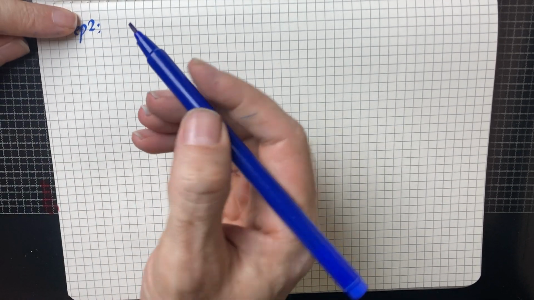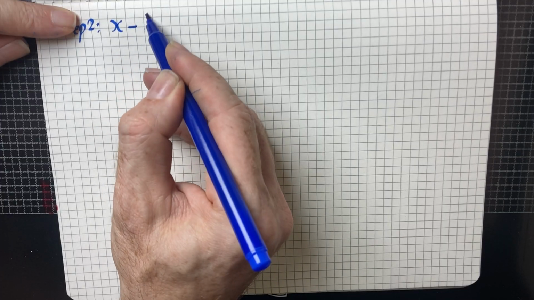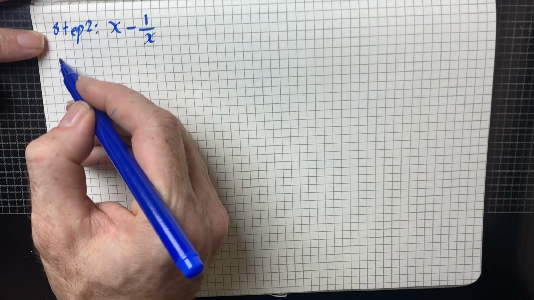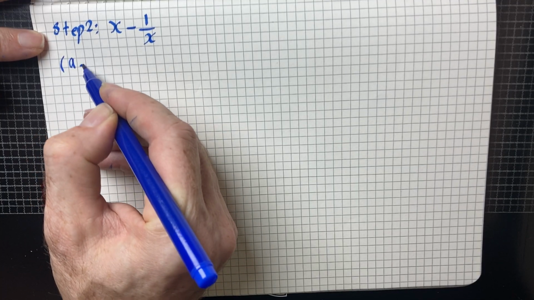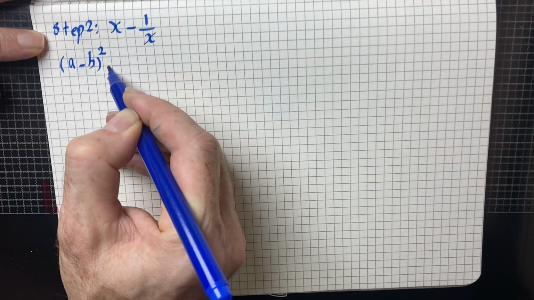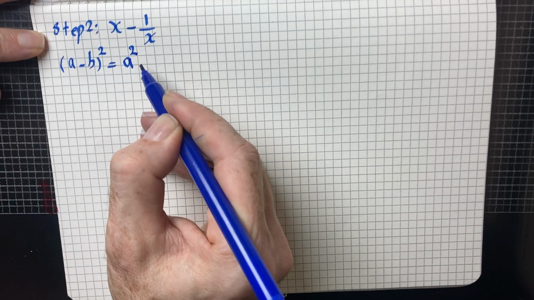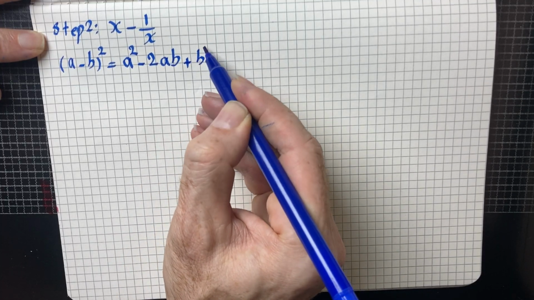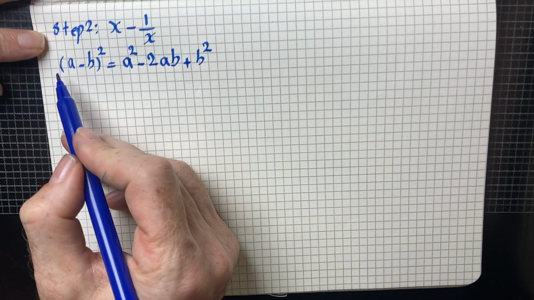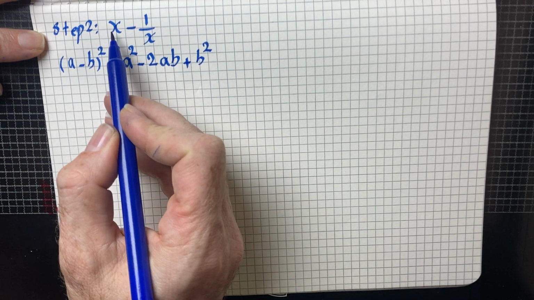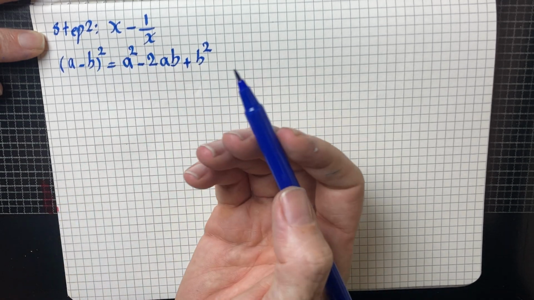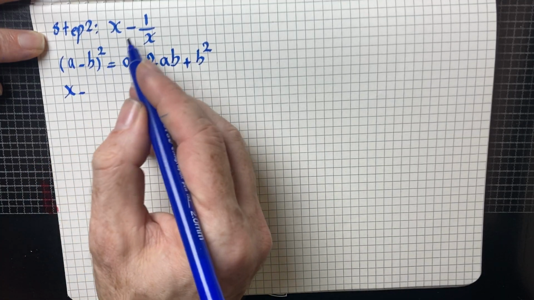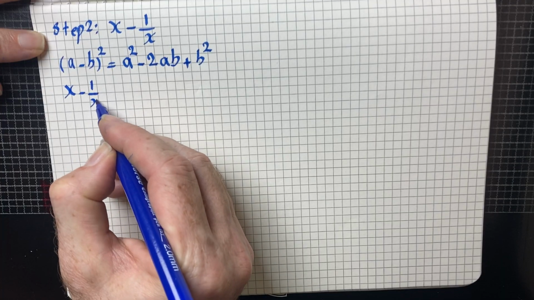As step 2, I am going to find out the value of x minus 1 over x. But how? Look, can you remember this algebraic identity that says a minus b to the power of 2 equals first term to the power of 2 minus twice of the product of the first term and second term plus second term to the power of 2. So I'm going to use this algebraic identity to find the value of x minus 1 over x. But how? Look, a here is x. I write it here, x minus. b here is 1 over x, 1 over x.